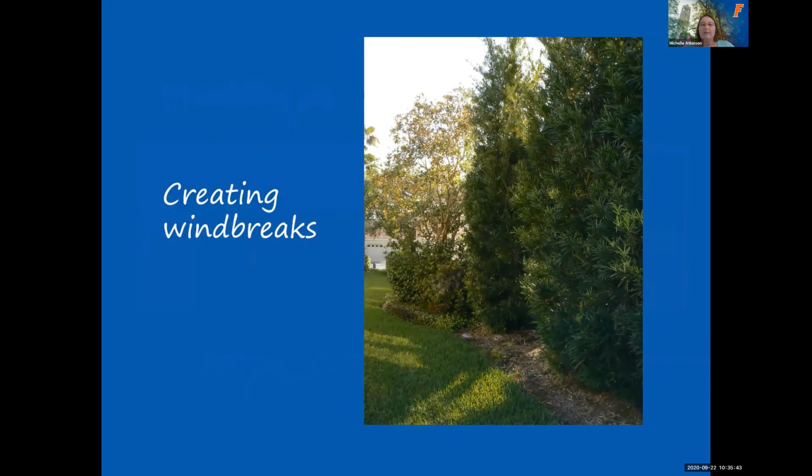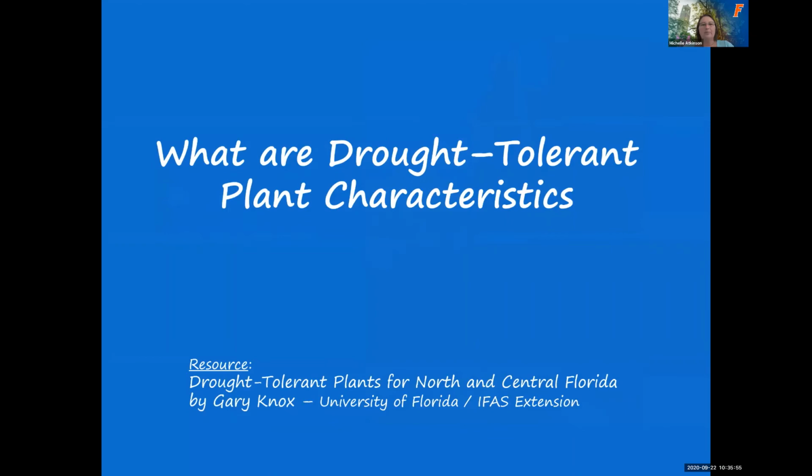Creating windbreaks. If you're in an area, let's say maybe on the waterfront, where it can be windy all the time, putting some shrubs up and creating a little bit of a windbreak can help reduce some of that drought stress too. But one of the other things that we can do is look for drought tolerant plants.